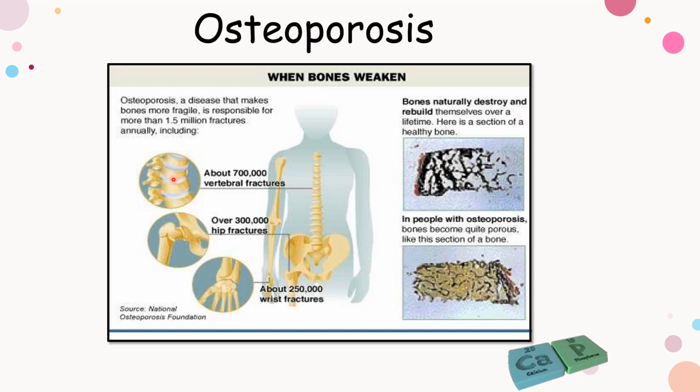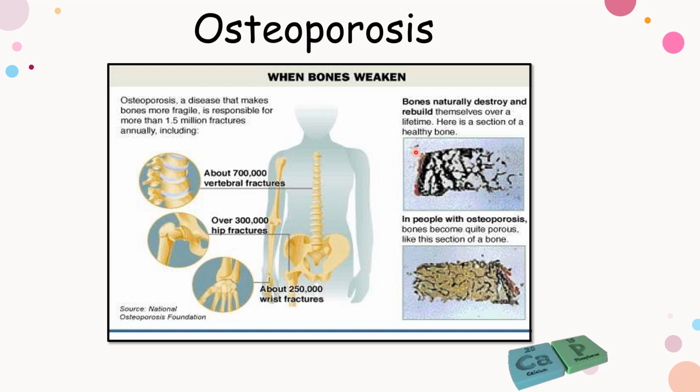And osteoporosis is a condition when the calcium content of the body is decreased. So it is a disease that makes bones more fragile and is responsible for more than 1.5 million fractures annually. Those fractures include vertebral fractures, hip fractures, and wrist fractures. These are the most common fractures observed annually in the whole world.